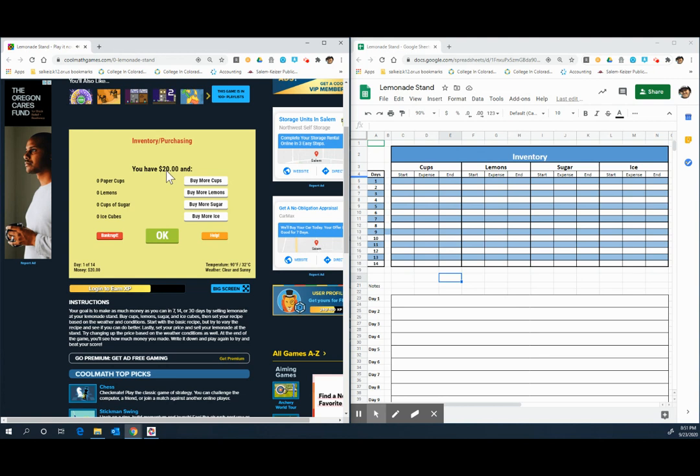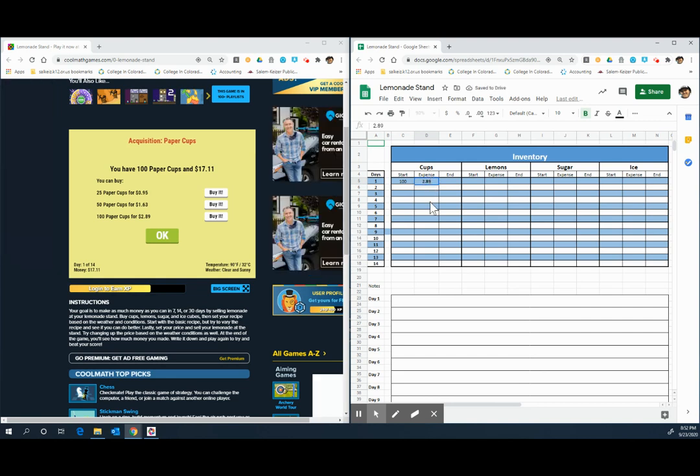You start with $20, 0 paper cups, 0 lemons, 0 cups of sugar, and 0 ice cubes. You need to purchase these things here. You click on Buy More Cups, and you can buy as many cups as you need. You need to record how much you buy on day one and how much it costs. Because cups don't go bad, I'm going to buy 100 for $2.89 because I get a better unit cost, or each cup is less if I buy in large quantity. So I'm going to start with 100 cups, and I just bought it for $2.89.